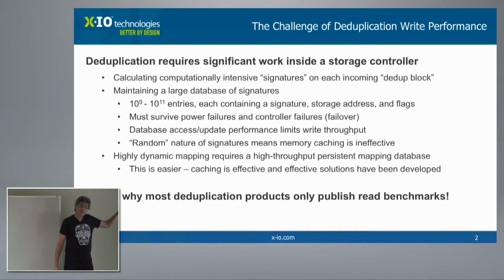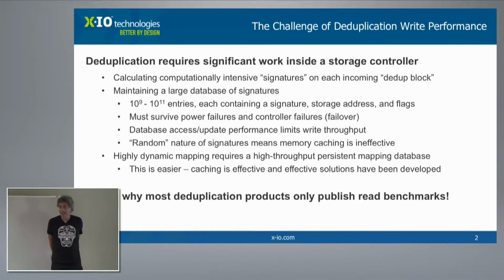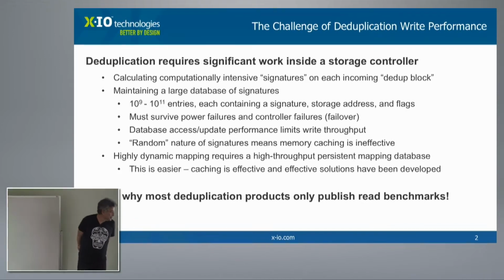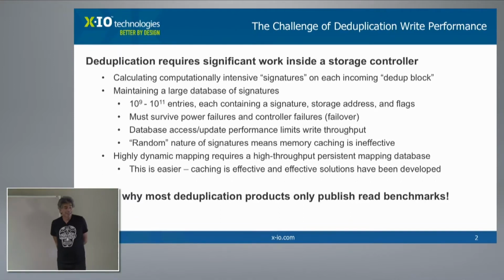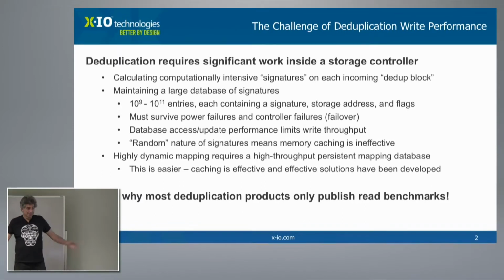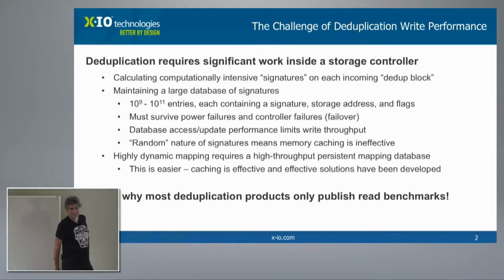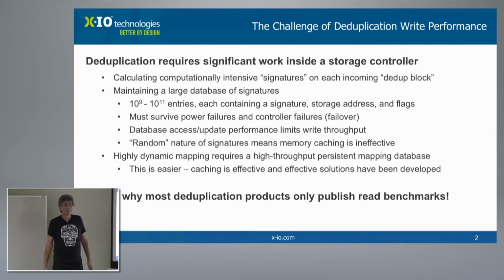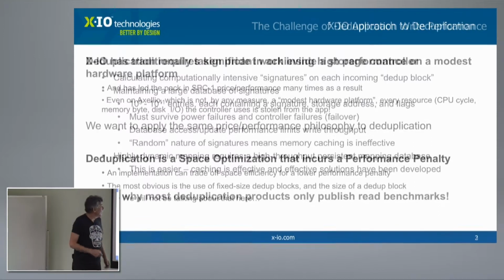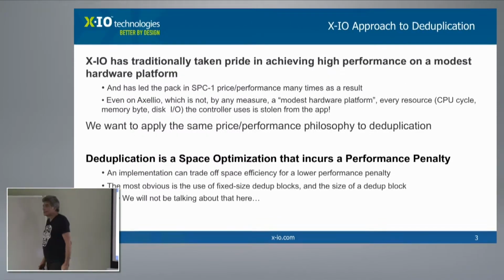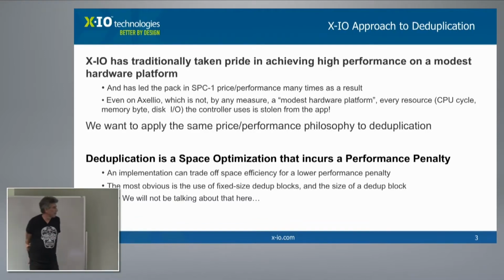But it's pretty tough, and all the work shows up in writes. All reads do is follow the map and get the latest copy of the data. And interestingly enough, that's why most deduplication products only publish read benchmarks, so they can show. It's the equivalent of add register to register in old CPU benchmarks, right? You're putting your best face on it, but it's not realistic.